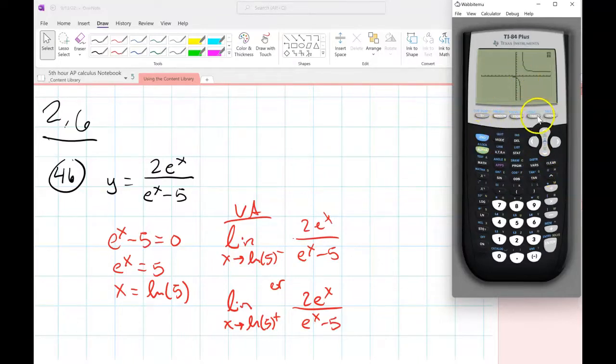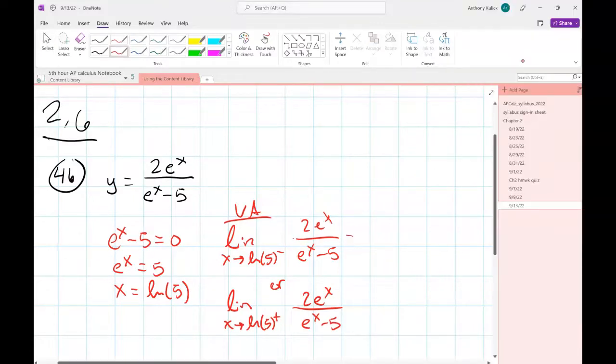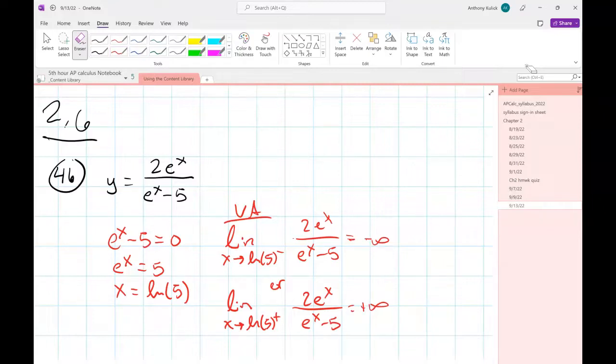So if I do second calc and I do value and I do natural log 5, that's about 1.6, and you see that there's no y value associated with that because that is the vertical asymptote. And from looking at the graph, the left end is going to negative infinity and the right end is going to positive infinity. So you can do that. Does that feel okay, Mia?